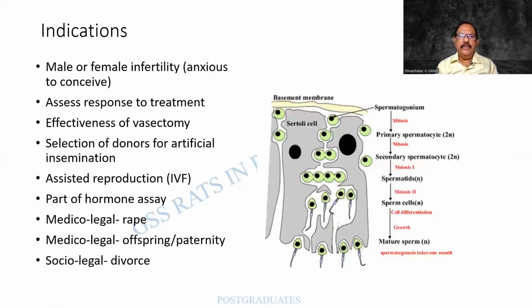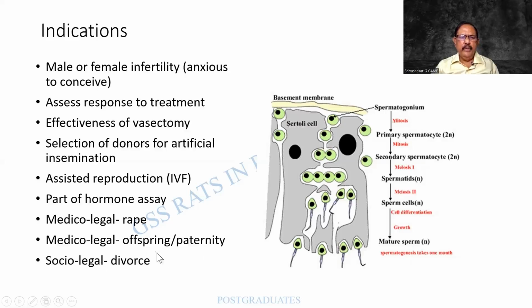Now, what are the indications for the semen analysis? So, you find it can be in a case of anxiousness to conceive or anxiety to conceive, male or female infertility. Assess the response to treatment. Effectiveness of vasectomy. Sometimes you find that there is a pregnancy after vasectomy, medico-legal implications. Selection of donor for artificial insemination. Assisted in vitro fertilization. Part of the hormone assay, again medico-legal in the case of rape or in assuming or confirming the paternity.